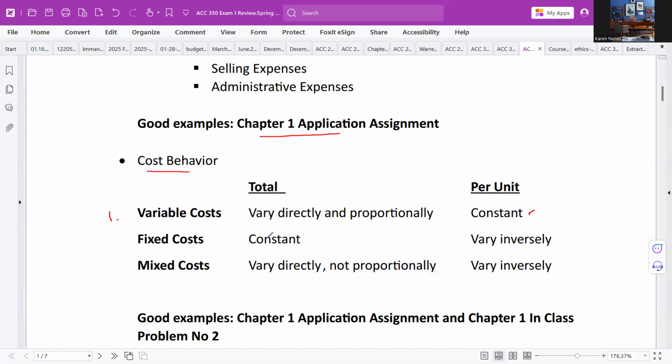And fixed costs are just the opposite. The total is constant, but the per unit is going to vary, and it's going to vary inversely. And then mixed costs are going to vary directly, but not proportionally. And on a per unit basis, they vary inversely.